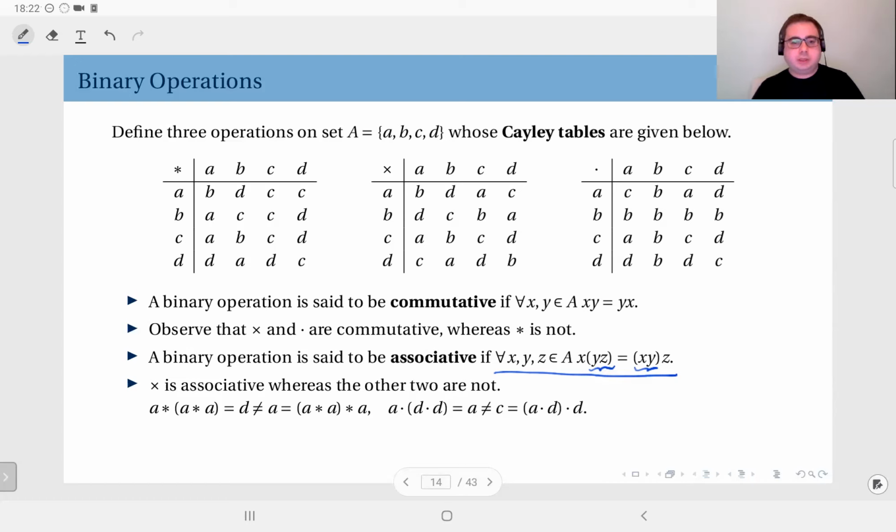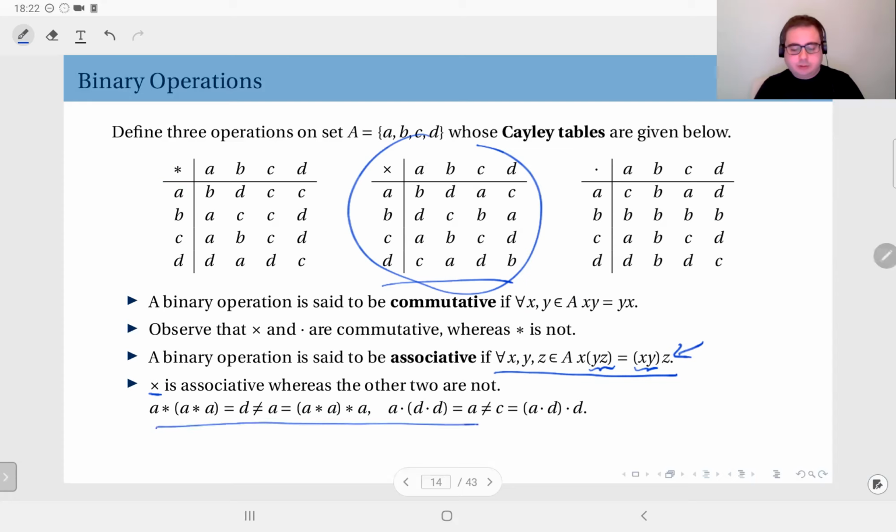From these three operations in this example, the cross is associative, this one. We would like to check that for all possible triplets, A, B, C, A, B, D, B, C, D, and you have to also switch the order, C, A, D, B, A, D, D, B, C, etc. All of those possible pairs, you need to check that this holds. But if you do, you will see that this is associative. On the other hand, the star operation and the dot operation here are not associative, and you are given some counter examples here. There are also others.